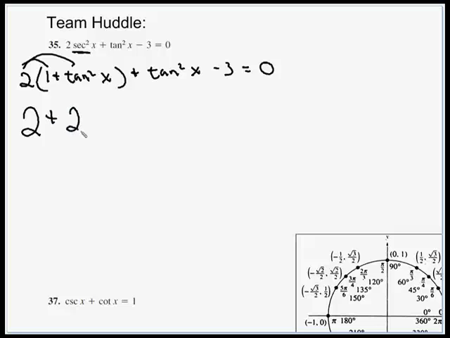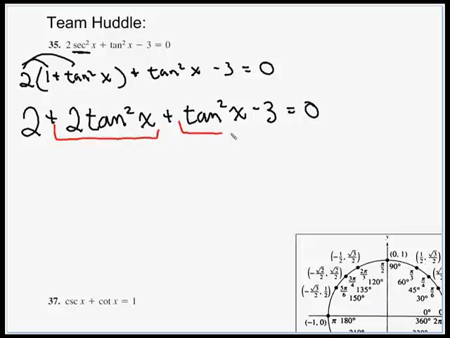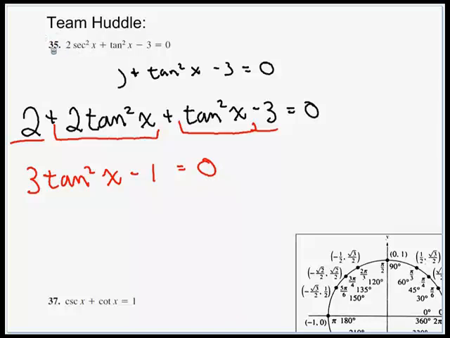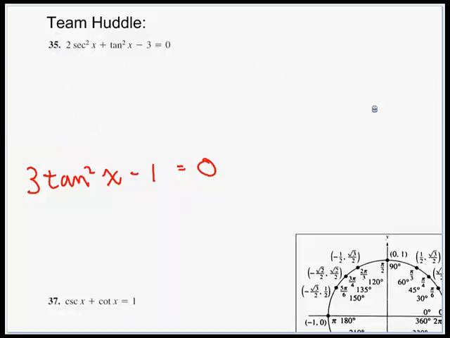2 plus 2 tan squared x plus another tan squared x minus 3 equals 0. So we can collect some tangent squareds. We have 3 of them. 2 plus 1, 3 tan squareds. And then we have a minus 3 and a plus 2, which is a minus 1. That's equal to 0.